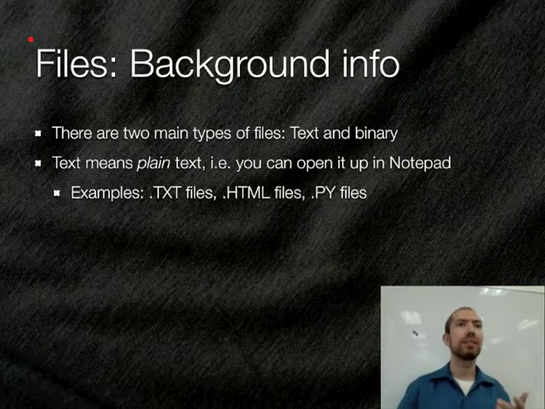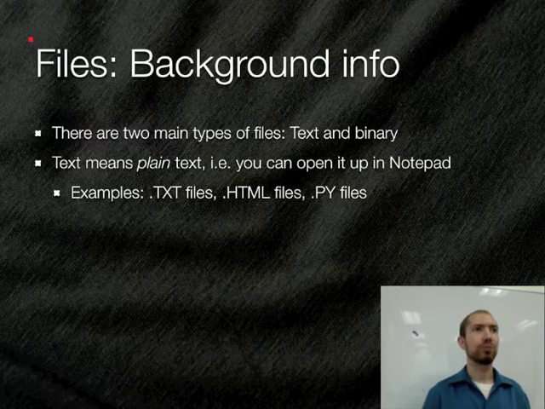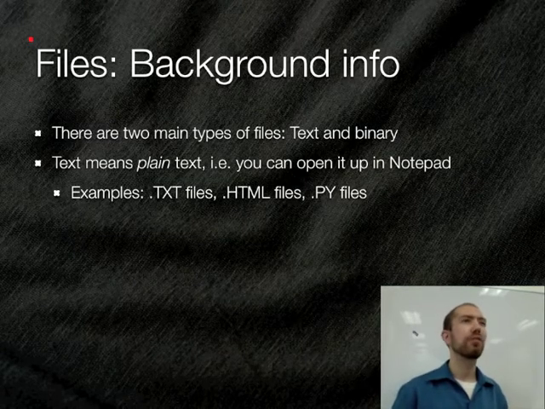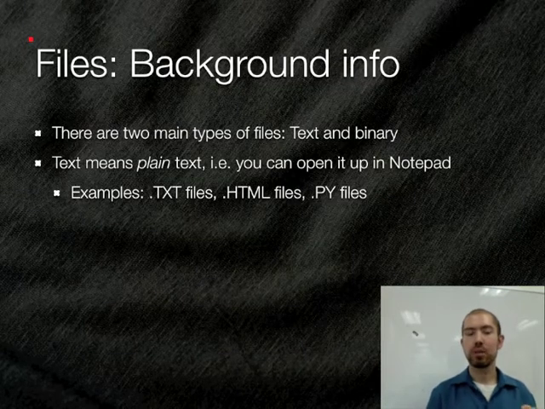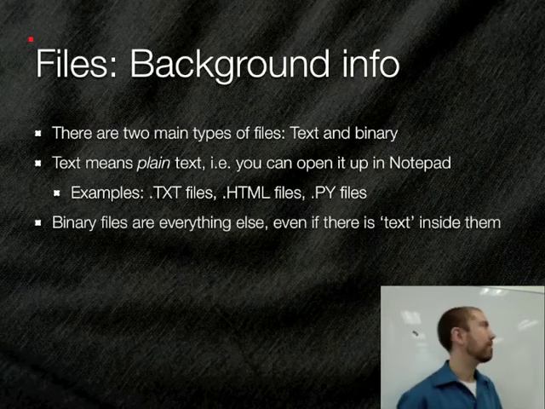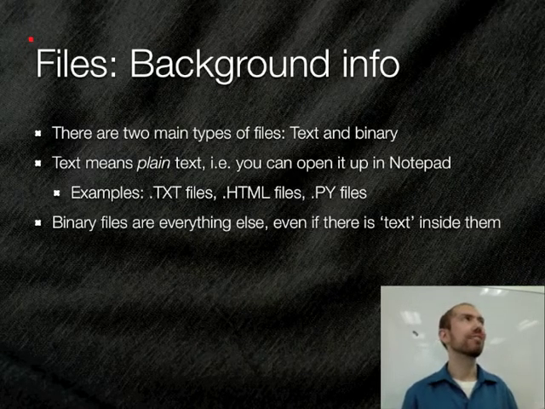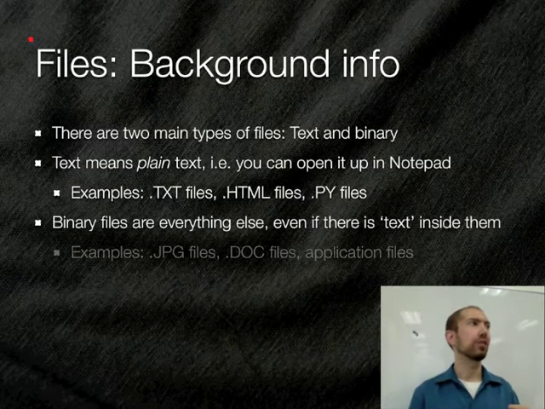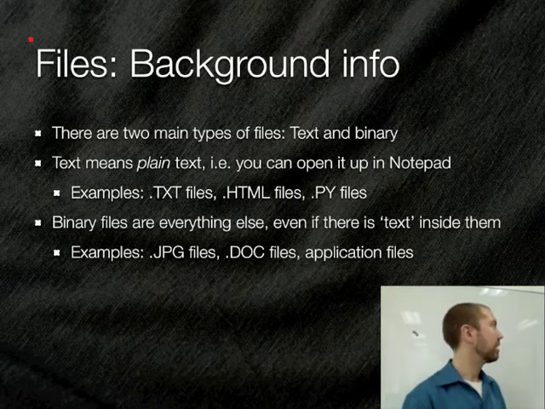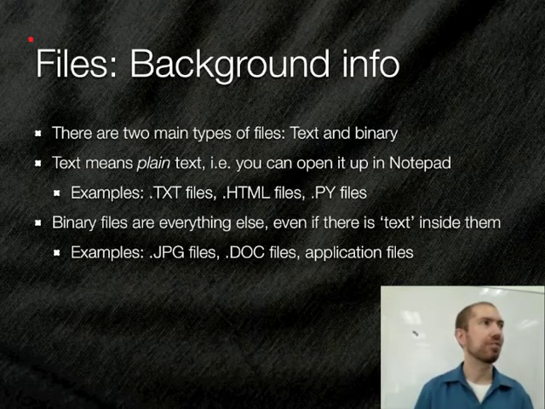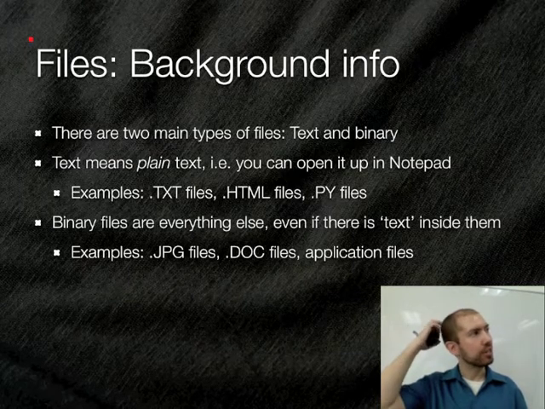So it doesn't mean it's a particular file extension, but what it means is everything that's in that is just plain text. There's no other information that can't be read as text to the human eye, right? Which contrasts with binary files, which are basically everything else, even if the information in the files is text in some sense. So for example, JPG files or any picture file, your doc files in Word, and your application files. So anything else that doesn't just contain text information is a binary file.